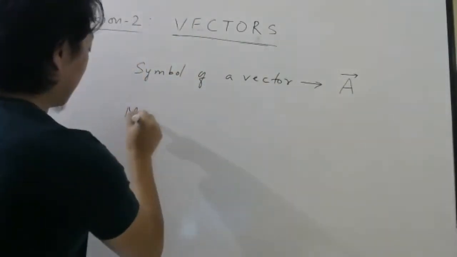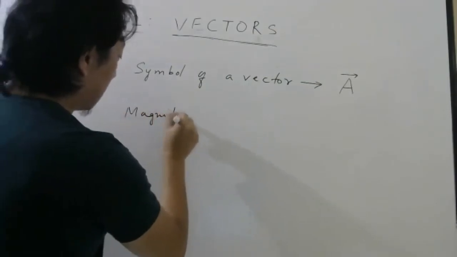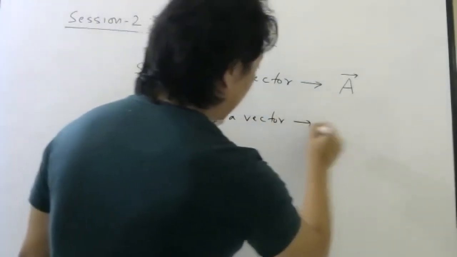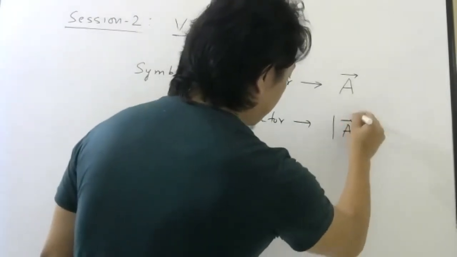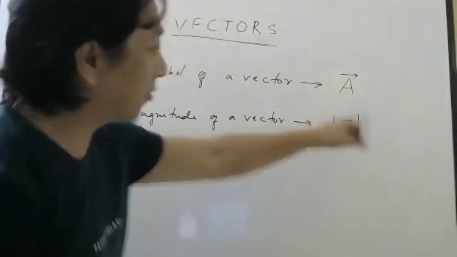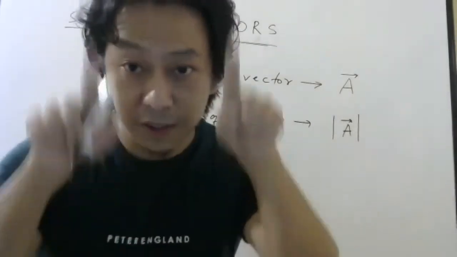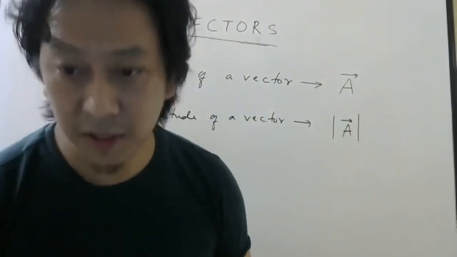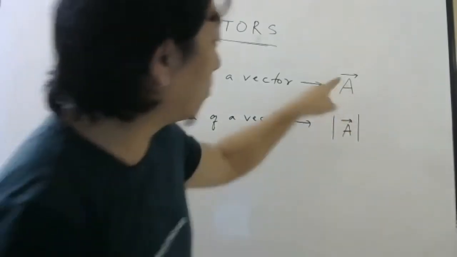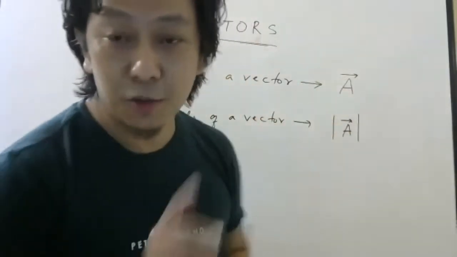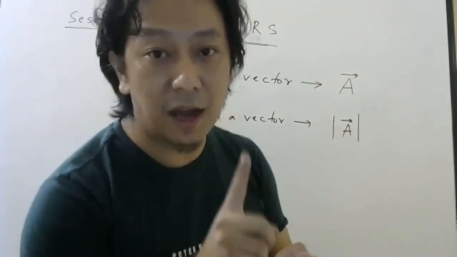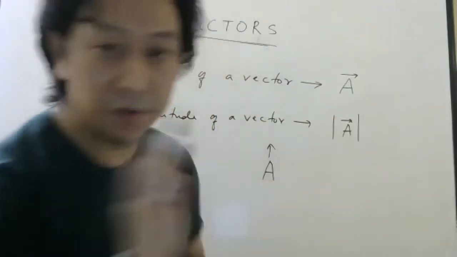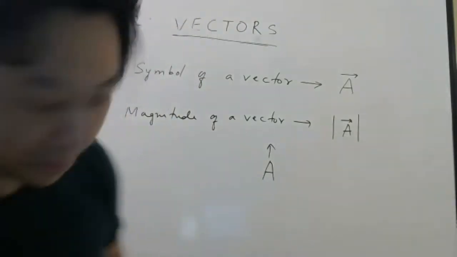Now see magnitude. Magnitude of a vector, we write this symbol. This is the symbol for magnitude. So when I draw these two lines, it means I am writing the magnitude. The arrow should point towards the right only. So don't think that if some vector is upwards, you will write the symbol like this. No, you will not write like that.